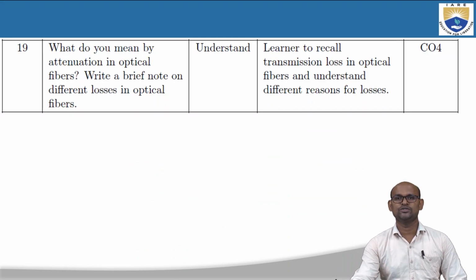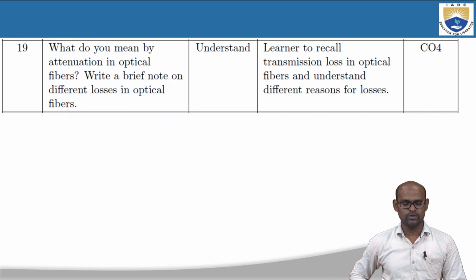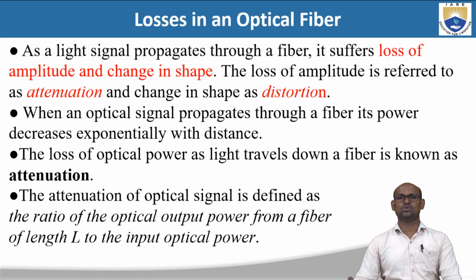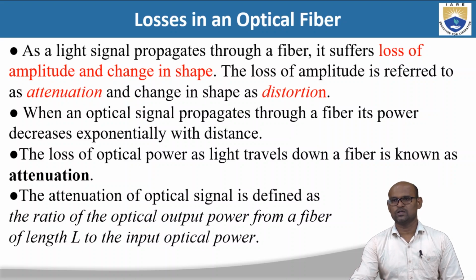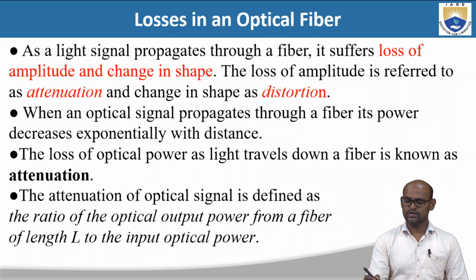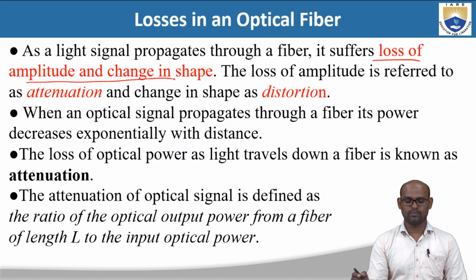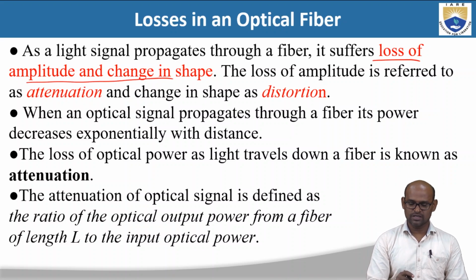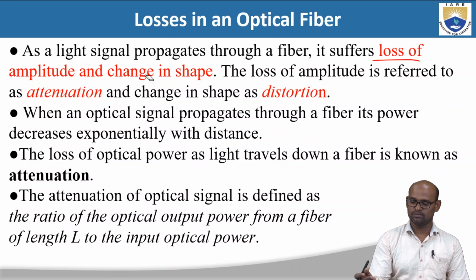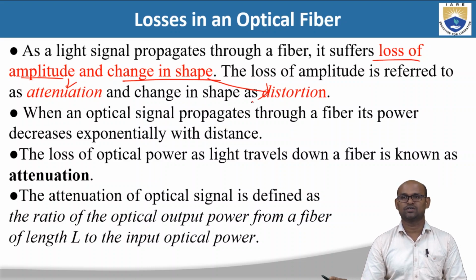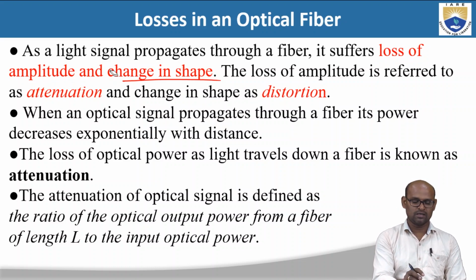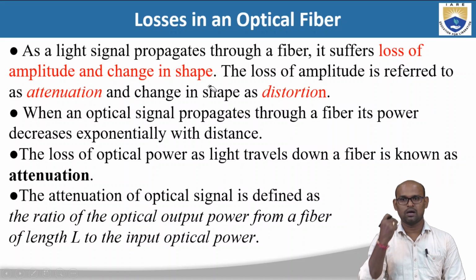What do you mean by attenuation in optical fibers? Write a brief note on different losses in optical fiber. So we are going to discuss attenuation and optical losses in optical fibers. When a light signal propagates in optical fiber, there are two different types of losses: attenuation and distortion. Attenuation is nothing but the loss of amplitude of a signal, and distortion is nothing but the change in shape of the signal. Loss of amplitude is attenuation, change of shape of the signal is distortion. So these are the two losses that occur in the light signal when it is propagating through this optical fiber.